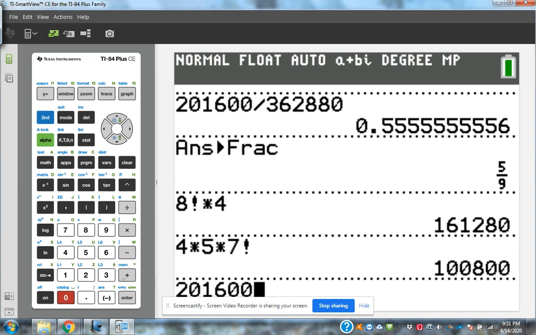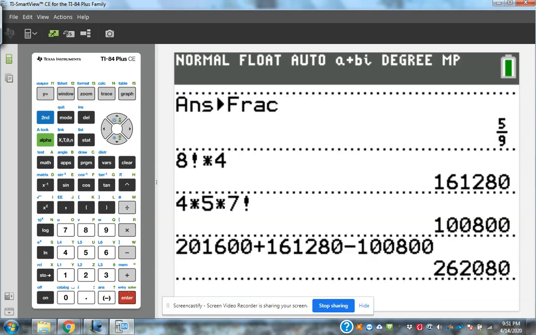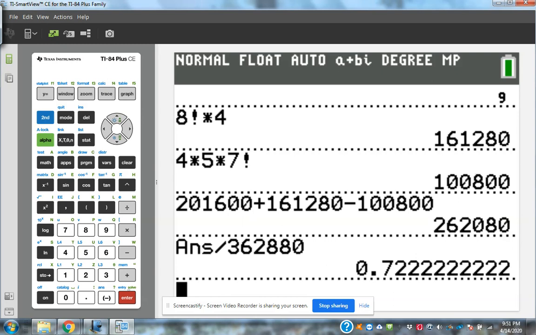201,600 plus 161,280 minus 100,800, and then divide that by 362,880, which was our possible ways to arrange that.